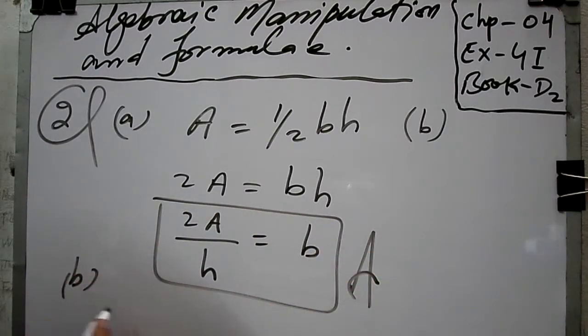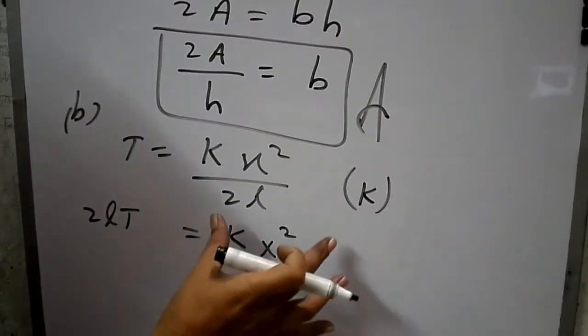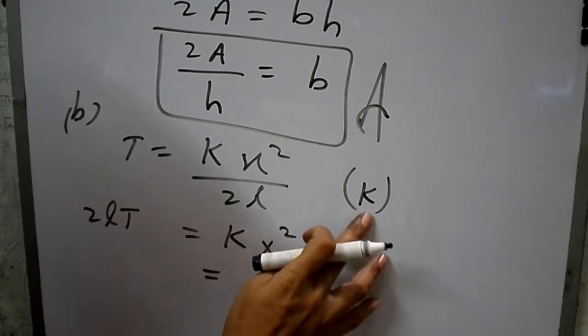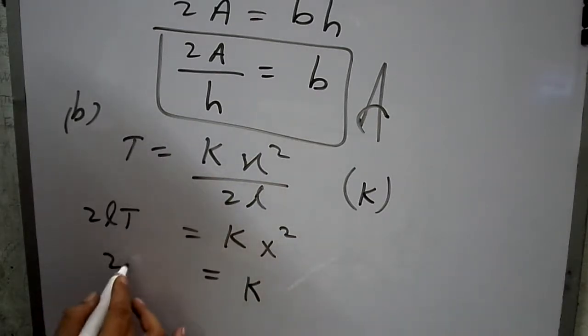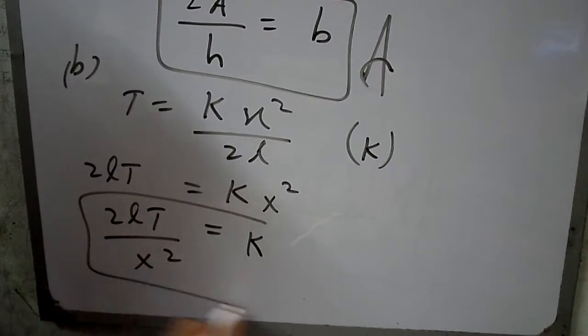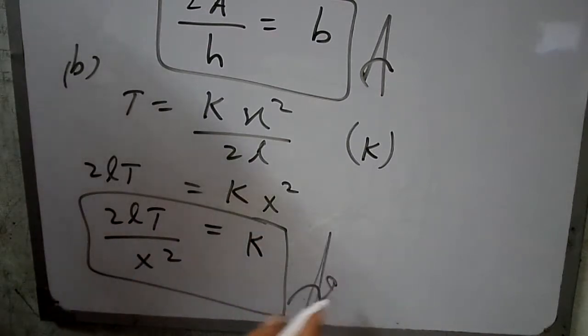Similarly, in part b, you can see T is equal to kx square divided by 2L. We need the value of k. We should make k the subject. By using cross multiplication, you will get 2LT is equal to kx square. But you need the value of k, so what should you do? The value of k is 2LT divided by x square. You have made k the subject, so that is your result.